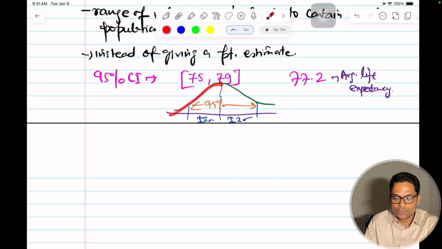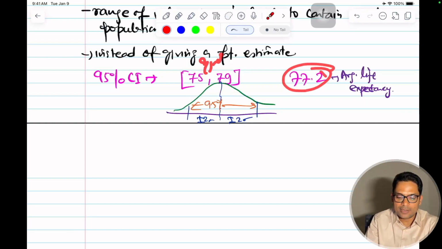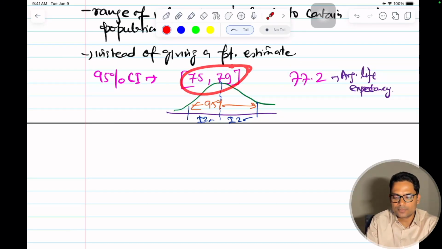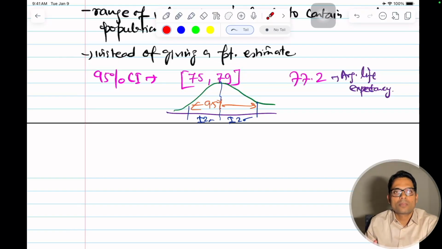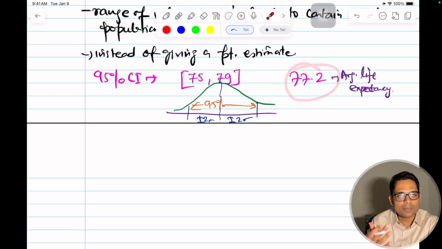But my average life expectancy is not a PDF. It's a distribution, but this is one value. This doesn't mean that with 95% probability I can find it in this range, plus minus 2 standard deviations away from the mean. So it doesn't mean this. So what does this mean? Let me give you an example, and there is a slight difference, and then you will understand this.